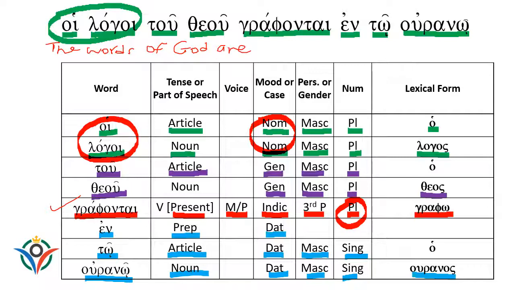now I'm going to use the passive voice, all right, because words can't write themselves. So the words of God are being written. Where are they being written? In tō ouranō, in heaven. Right, if I'd used the middle voice for graphontai, it would have said the words of God are writing for themselves in heaven, which wouldn't make sense. So that's why I'm using the passive voice. So we say the words of God are being written. Where? In heaven.